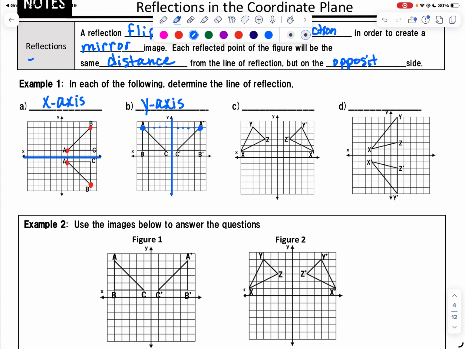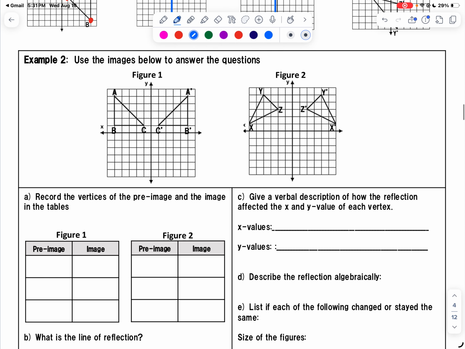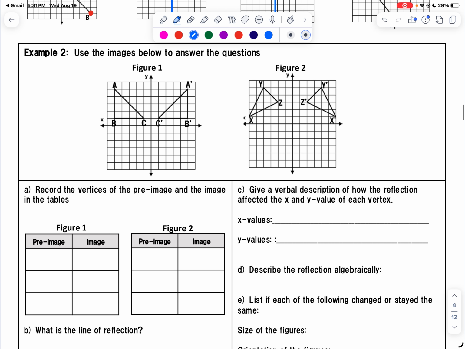All right, welcome back. Hopefully you said the line of reflection for C was the y-axis. So they were flipped over this line. And for problem D, the x-axis. The shape was reflected over the x-axis. All right. Example 2. Use the images below to answer the questions.